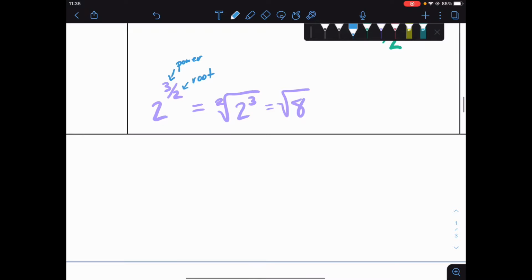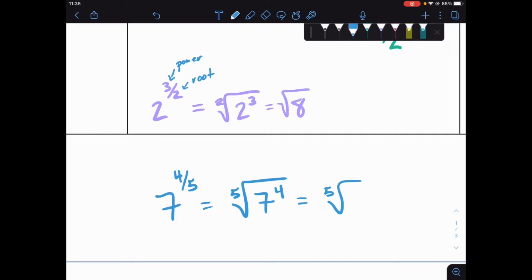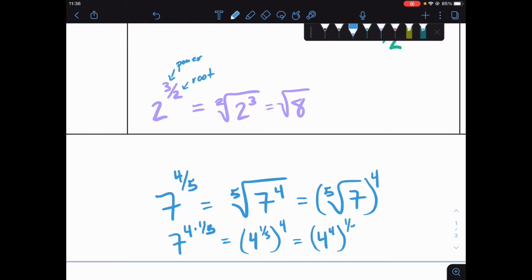So if you had like 7 to the 4/5, this would be the 5th root of 7 to the 4th. This is equivalent to saying the 5th root of 7 to the 4th power, because if we split this up, this is 4 times 1/5, which you could either write as 7 to the 1/5 to the 4th, or you could write it as 7 to the 4th to the 1/5. That's because multiplication is commutative. It doesn't matter if we write this as 4 times 1/5 or 1/5 times 4. You get the same answer.